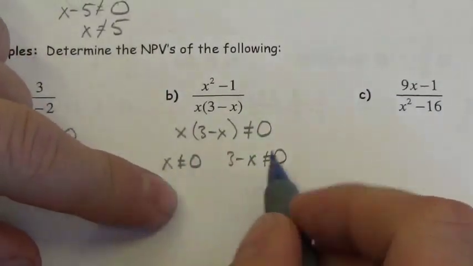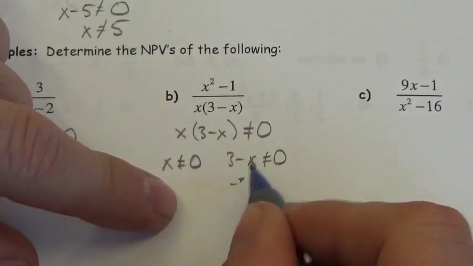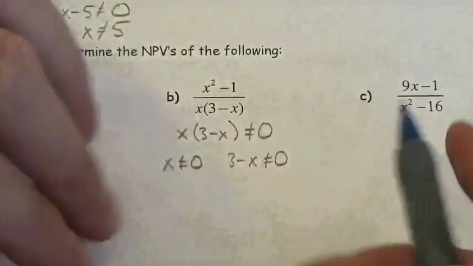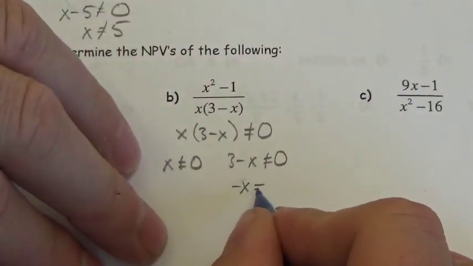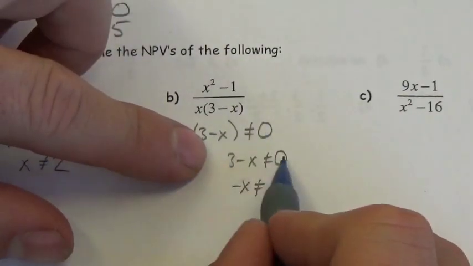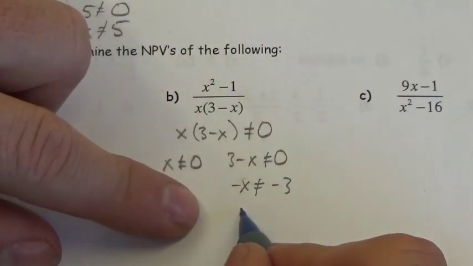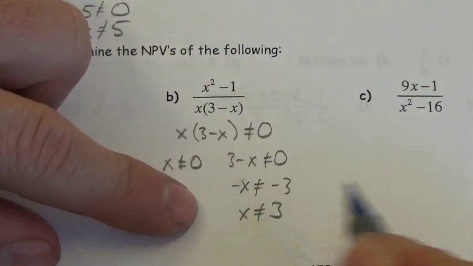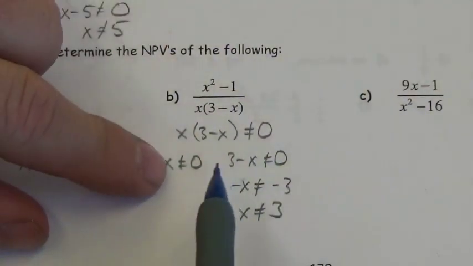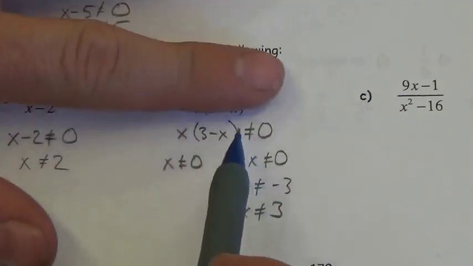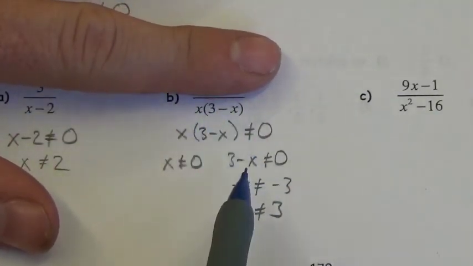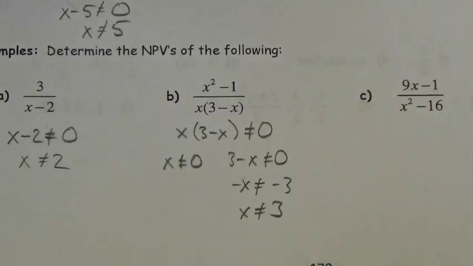So either x can't equal 0, or negative x cannot be allowed to be equal to negative 3. If I bring the 3 over and then divide by the negatives, x cannot be allowed to be equal to 3. So if x is equal to 0 or 3, the denominator will become 0 overall. I don't even care what happens in the numerator. It makes no difference. These are my non-permissibles.